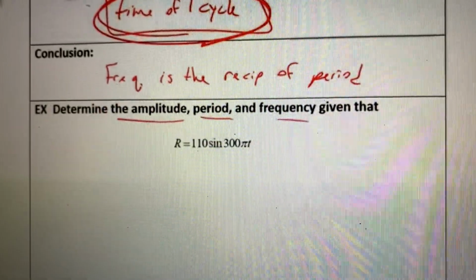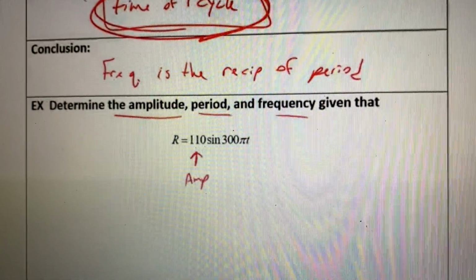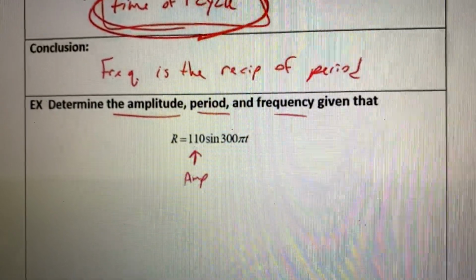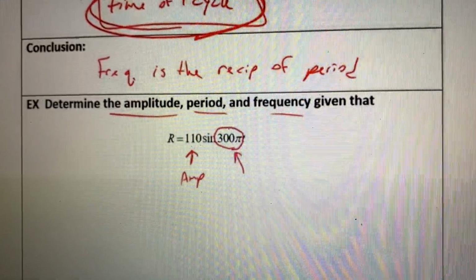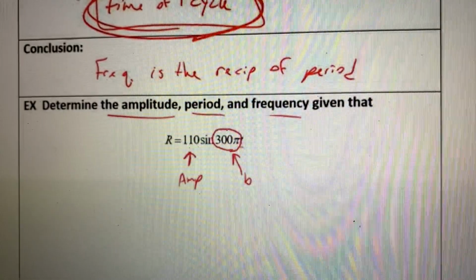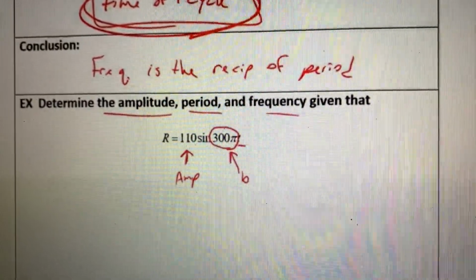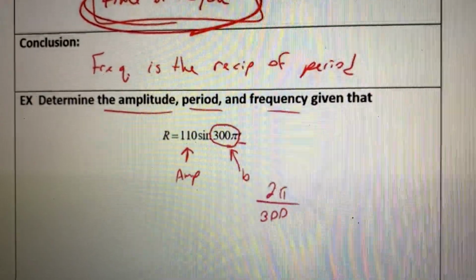So on this one, we're going to determine the amplitude, period, and frequency given this equation. So the amplitude, you know where to look for that. And the B is going to be 300 pi, and that T is our variable. So the T can be anything. It can be theta, X, whatever. So I don't really care about that.